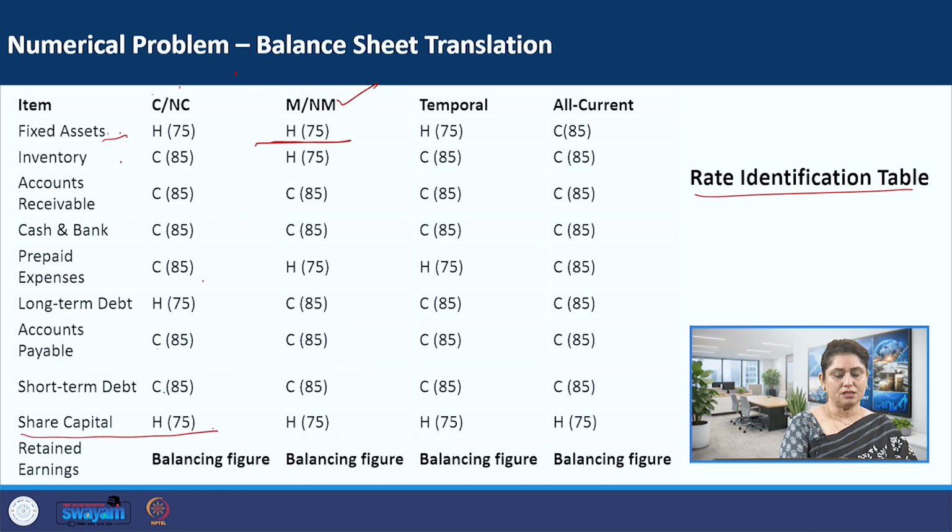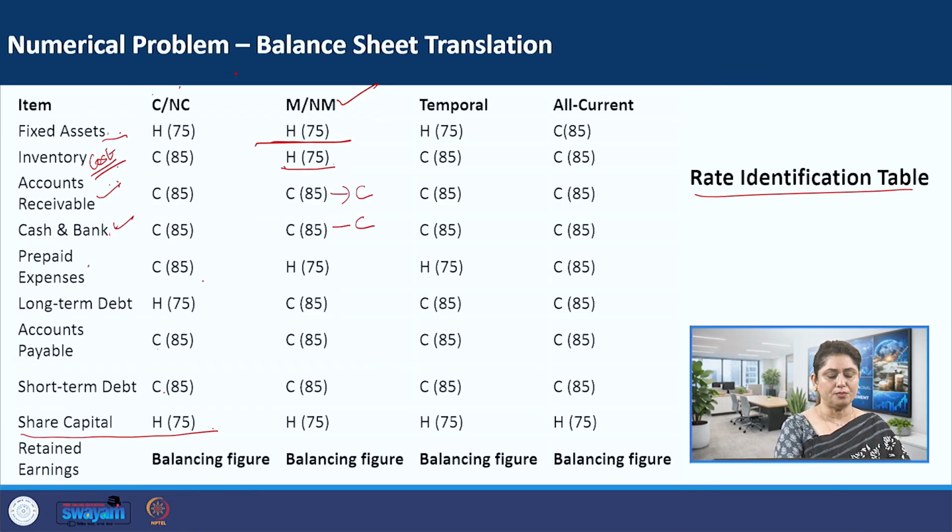Inventory, if it is valued at cost, is going to be at the historical rate, and since this is an asset to us, it is going to be the historical rate. While if we see accounts receivable, cash and bank, in all these things there is a transfer of money. It is a monetary asset, and since it is a monetary asset, we are going to convert all our monetary assets at the current rate.